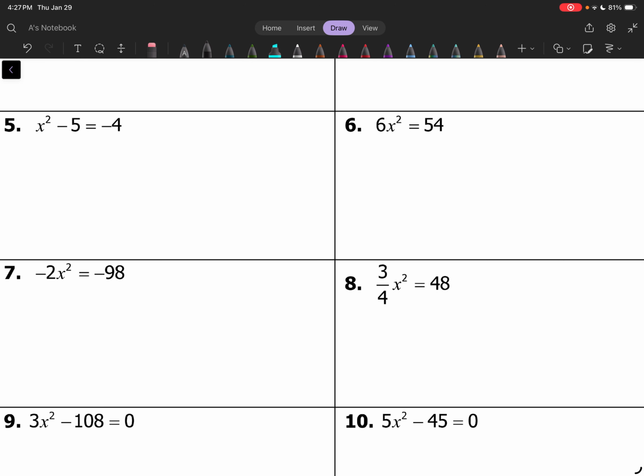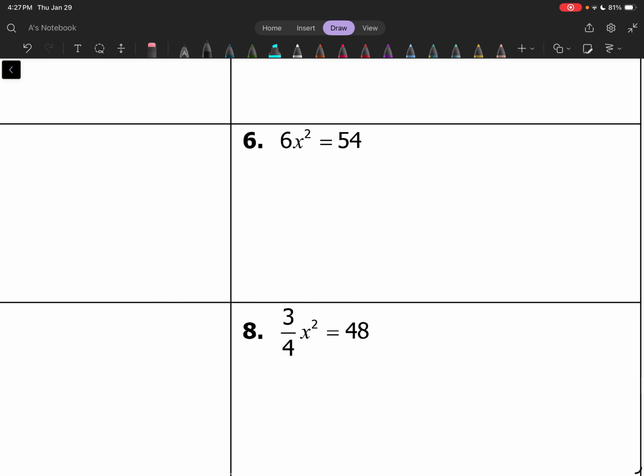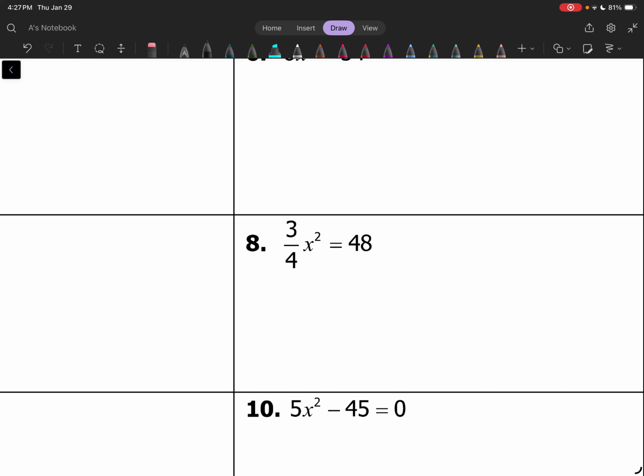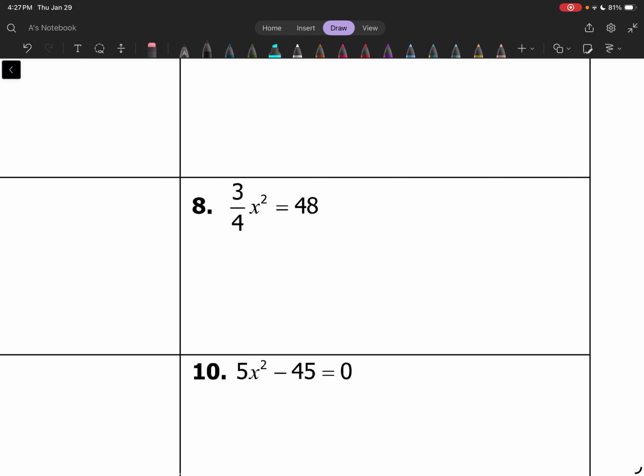All right, let's look at one that has a coefficient in front of the x squared term. I'm going to look at number 8. This is 3/4 times x squared. I'm going to divide by this 3/4, or you can multiply by 4/3, whichever way you prefer to do it. It is the same thing.